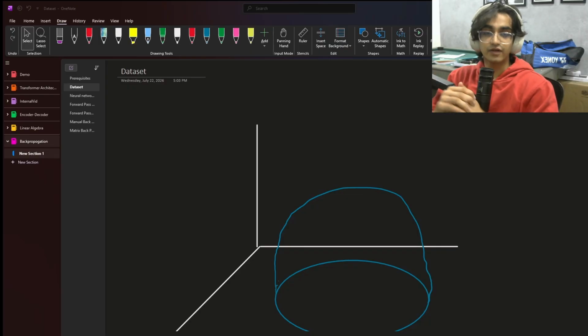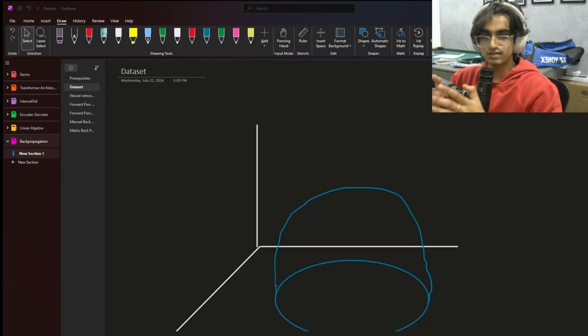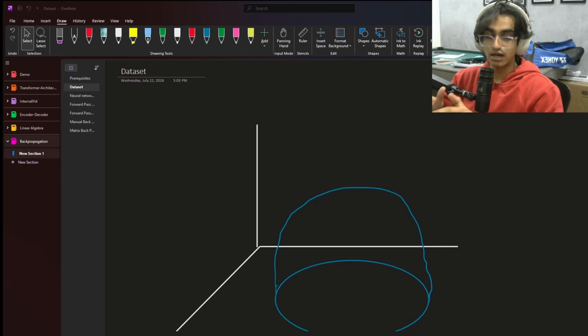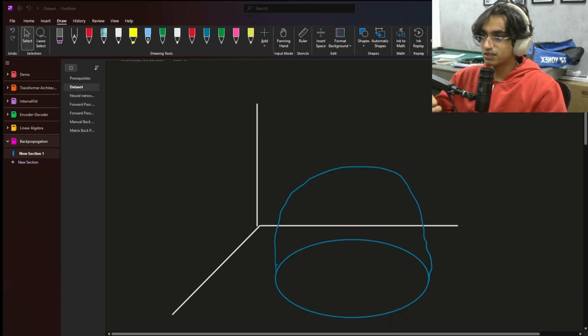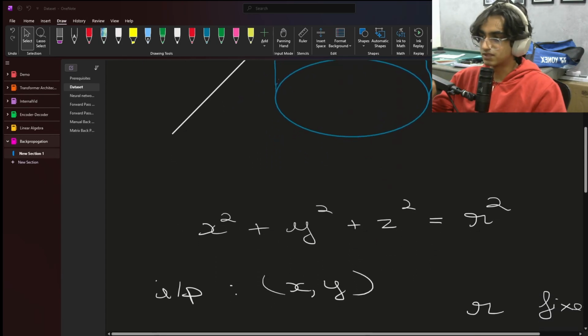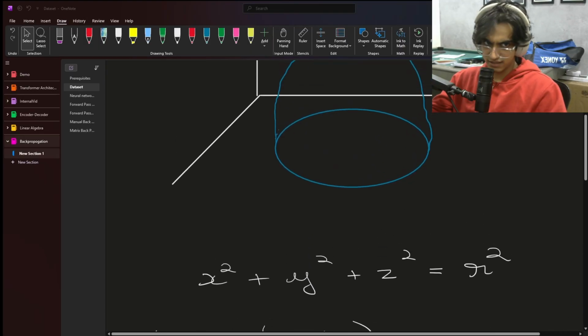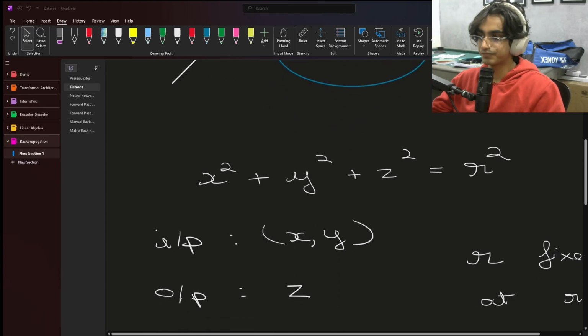For our data set, we're going to take something pretty simple. If you can see right here, this is a sphere, only the upper hemisphere of it. Our data points are going to be points on this specific sphere. I'm going to show you the equation of a sphere. It's x squared plus y squared plus z squared is equal to r squared, where x, y, and z are your coordinate planes, and r squared is the radius of the sphere squared.